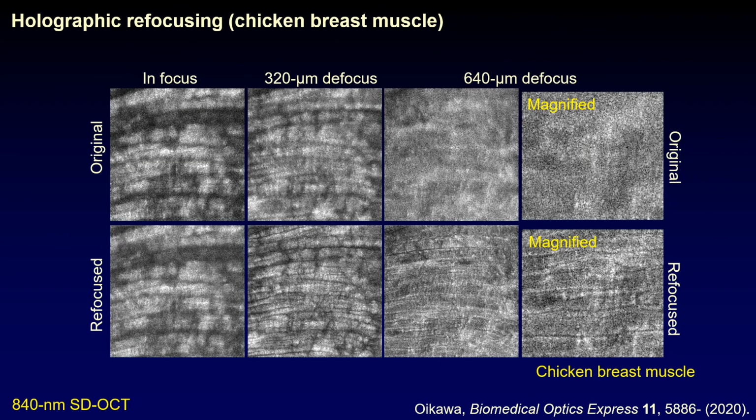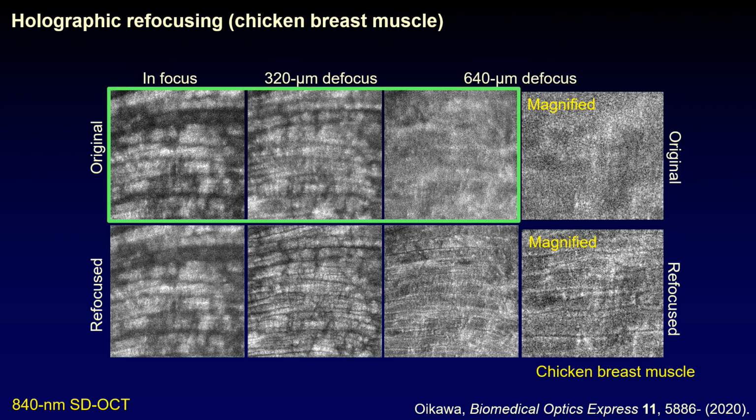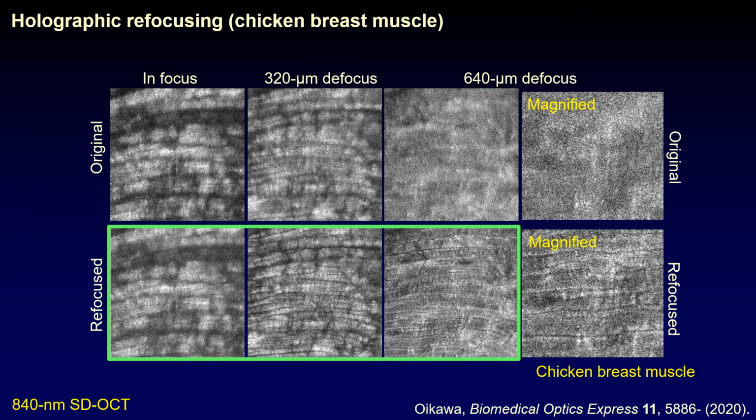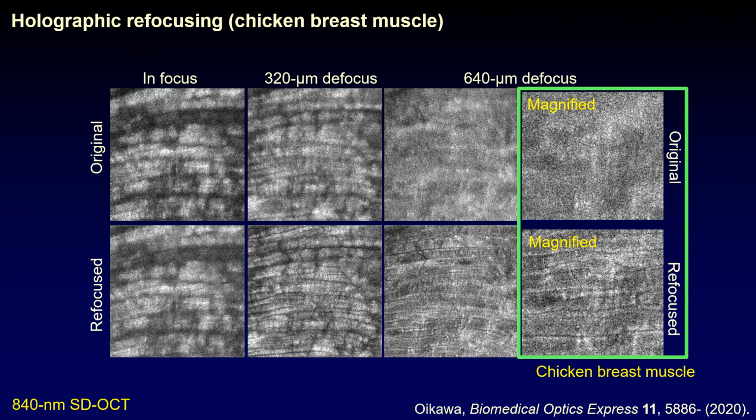Due to the bulk phase error correction, now we can achieve highly accurate refocusing. Here is an example of the chicken breast muscle. In the original image, there is some structure in focus, but the structure becomes more and more blurred as the defocus increases. But once we apply the bulk phase error correction and computational refocus, we see a very fine structure even with the defocus. At the 640 micrometer defocus, we still have a very fine structure of the muscle fiber.